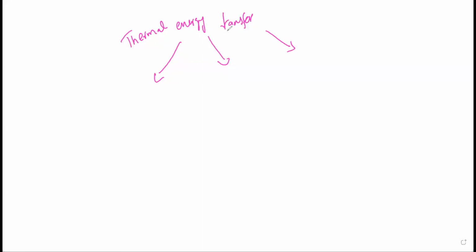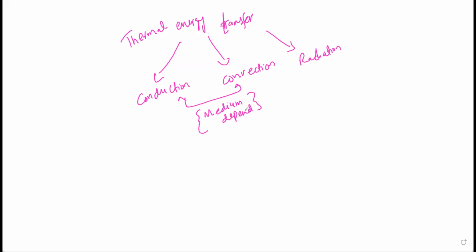So thermal energy is transferred in three different ways depending upon the type of material that we're using. The three types are conduction, convection, and radiation. Conduction and convection are medium dependent, that is, they require some medium for transfer of thermal energy, whereas radiation is medium independent.